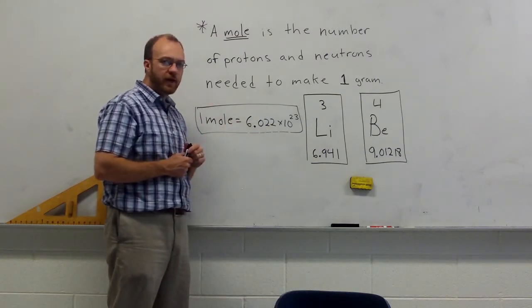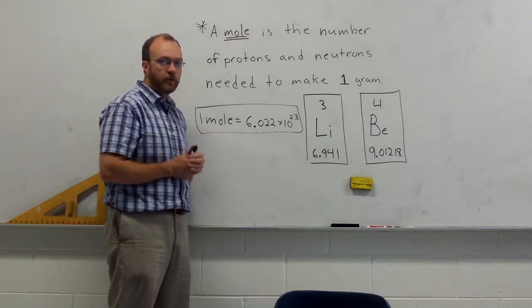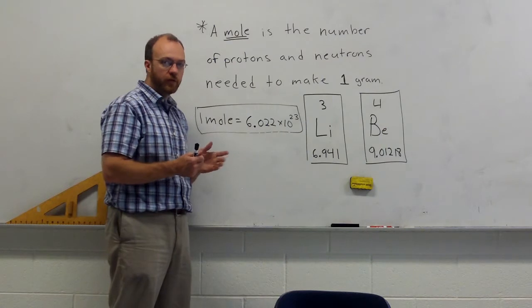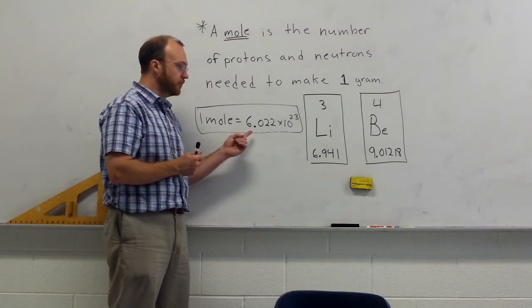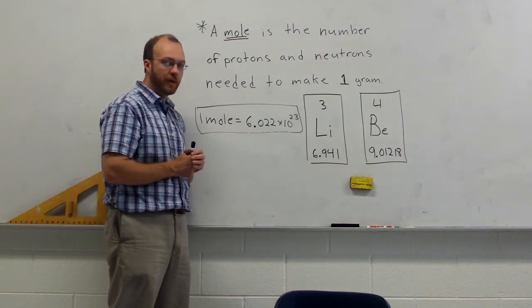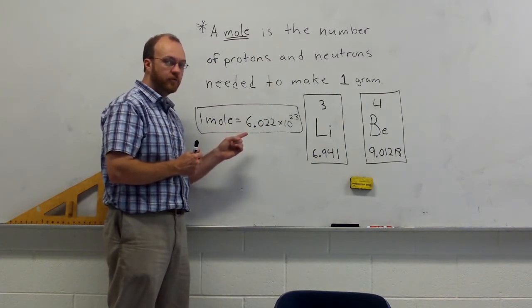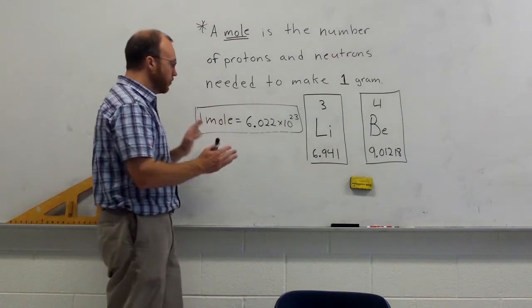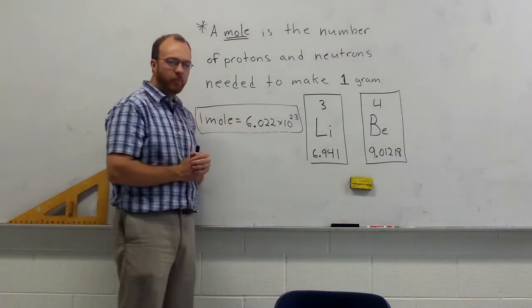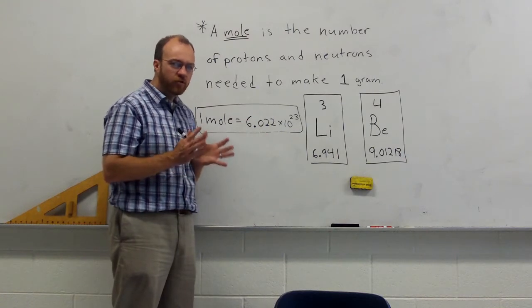You can think of it like a dozen. A dozen is 12. It's a number. A dozen donuts is 12 donuts. A dozen eggs is 12 eggs. A mole of beryllium atoms is 6.022 times 10 to the 23rd beryllium atoms. A mole of oxygen atoms is 6.022 times 10 to the 23rd oxygen atoms. So you now know that a mole is a number, but you really still don't understand what a mole is, the true definition.